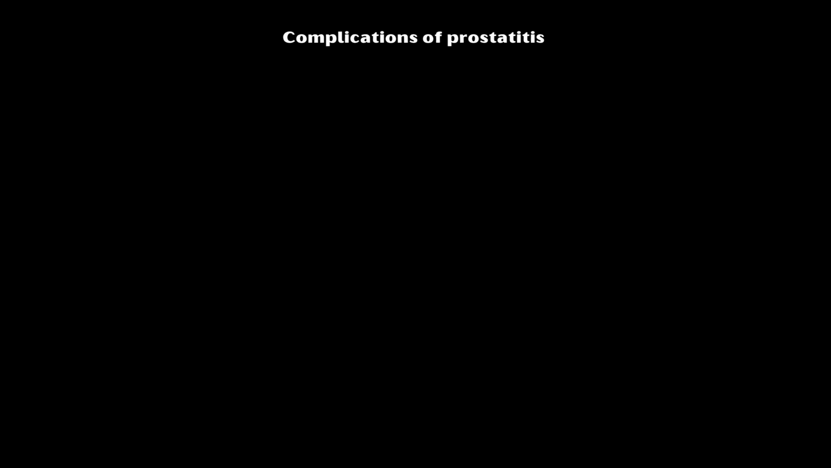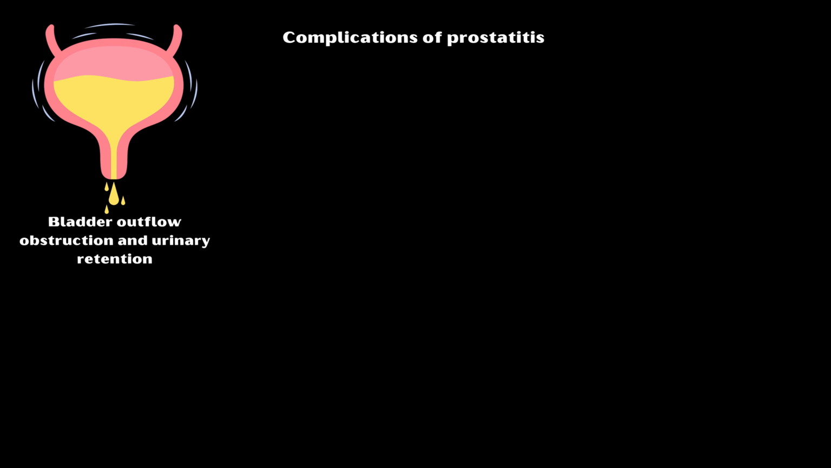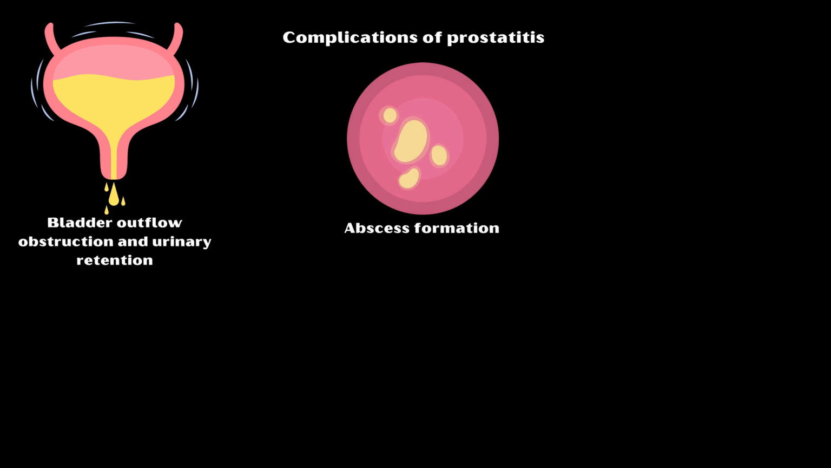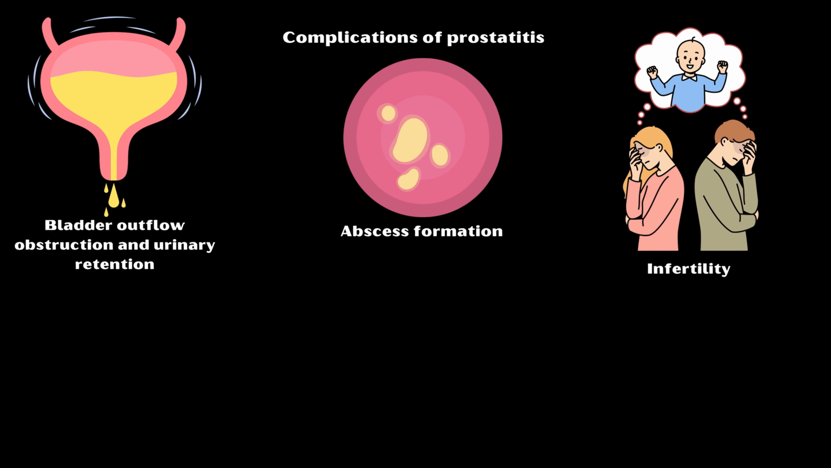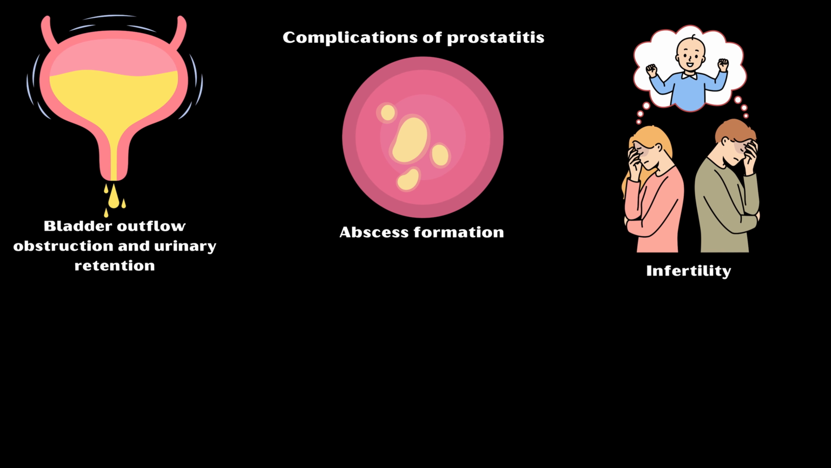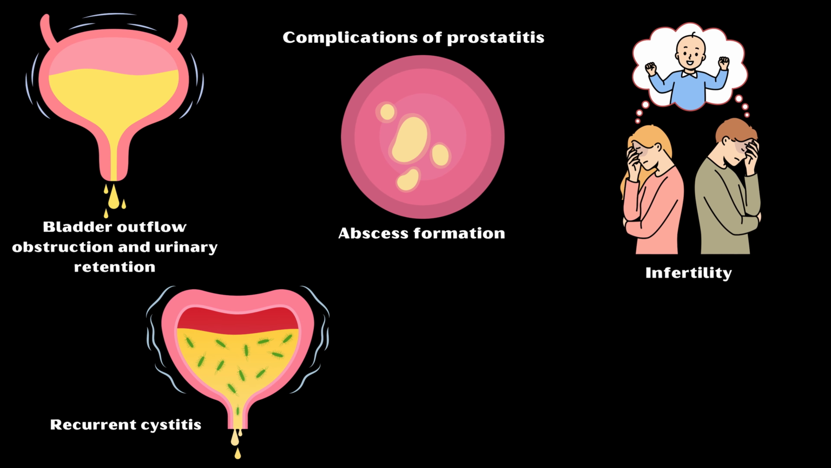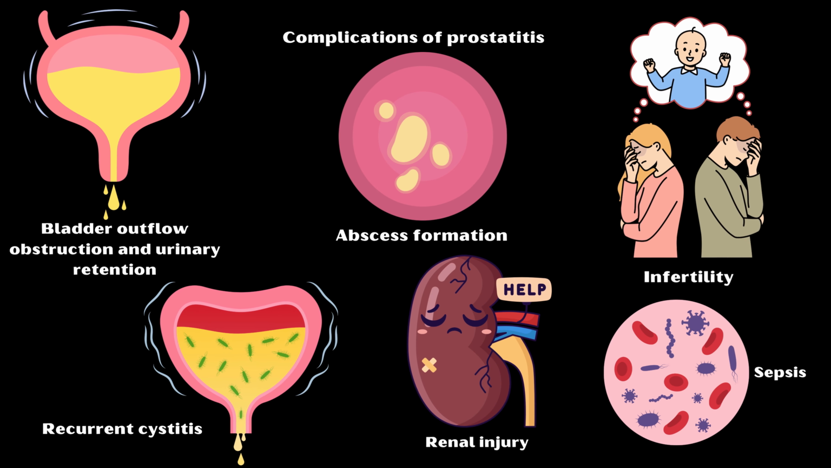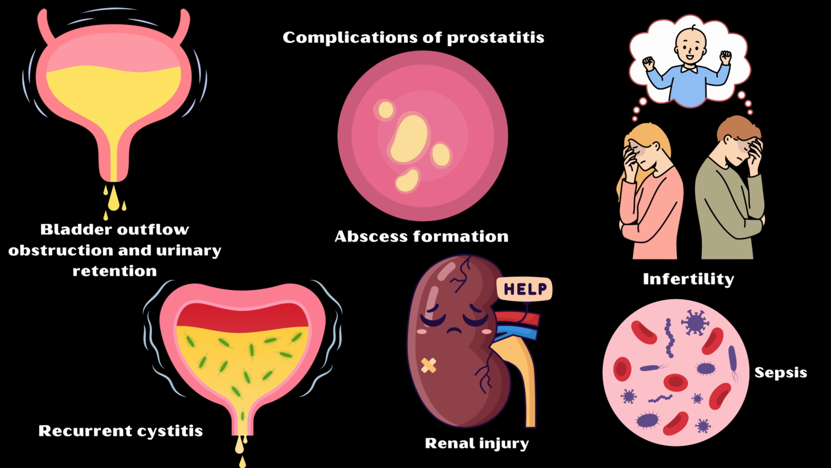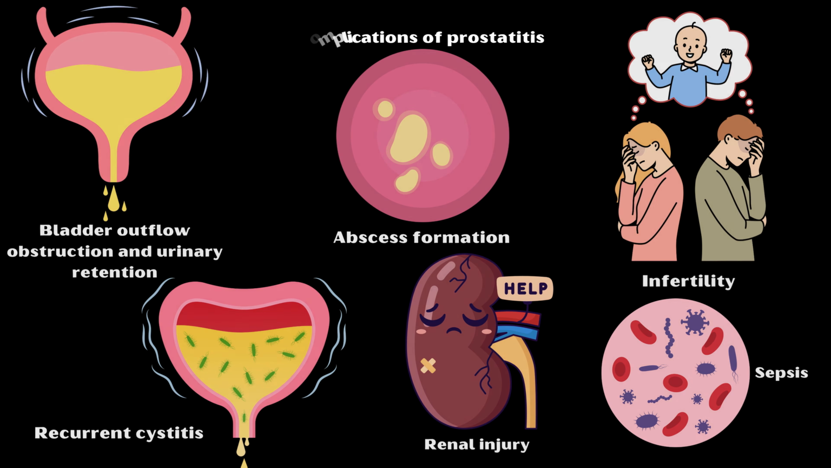Prostatitis can lead to several complications, including the following: bladder outflow obstruction and urinary retention, abscess formation, especially in immunocompromised individuals, infertility, due to scarring of the urethra and ejaculatory ducts, recurrent cystitis, renal injury, and sepsis, especially in immunocompromised and postoperative patients, diabetes, and chronic renal failure.